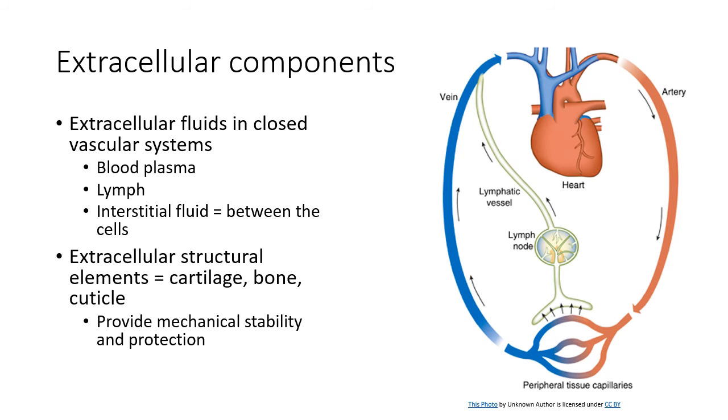All right, finally we have extracellular components. There are extracellular fluids in closed vascular systems like blood, lymph, and interstitial fluid, which we talked about before. And there are also extracellular elements such as cartilage, bone, and cuticle, which provide mechanical stability and protection.